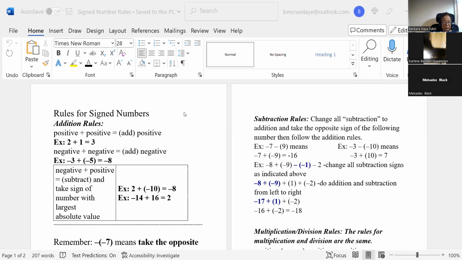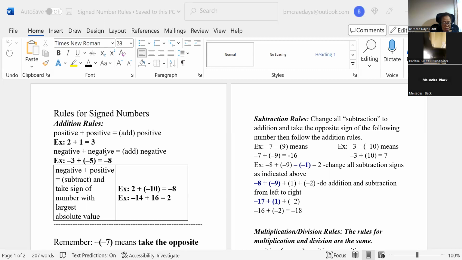All right, now you see rules for sign numbers, right, Mercedes? Yes, I do. Okay, addition rules, what does that say? Positive plus positive equal add. That's right, positive plus positive is positive, and that's an add. Example, 2 plus 1 is 3. What's the next rule?